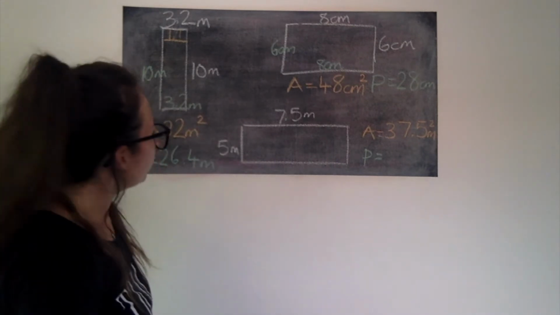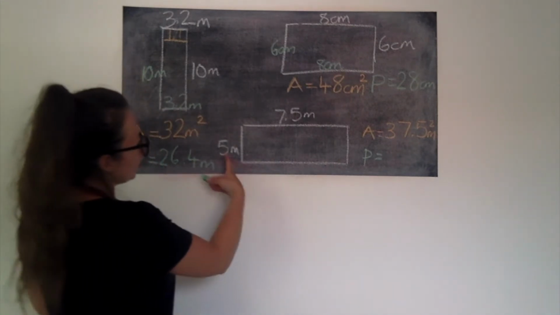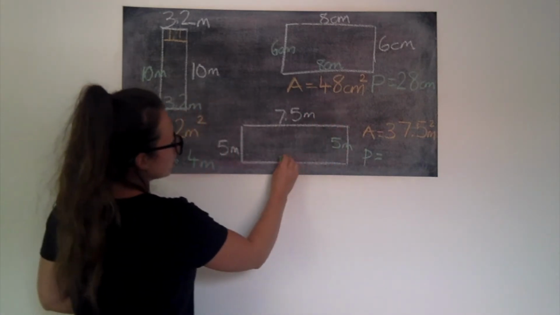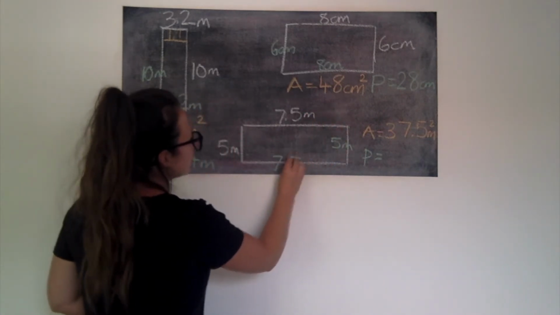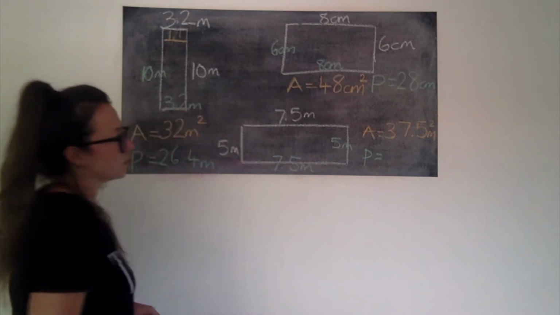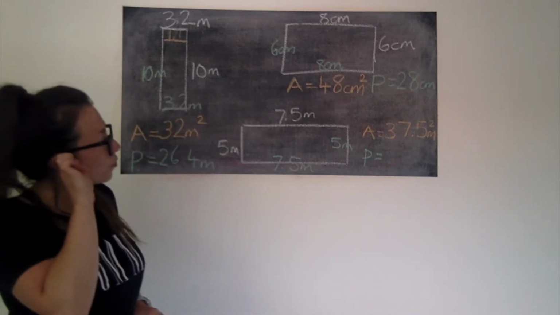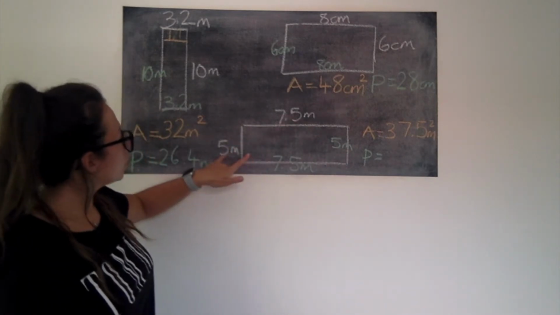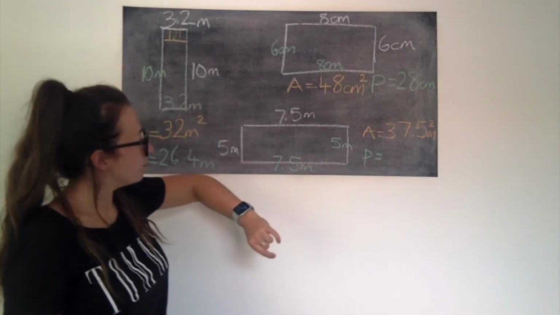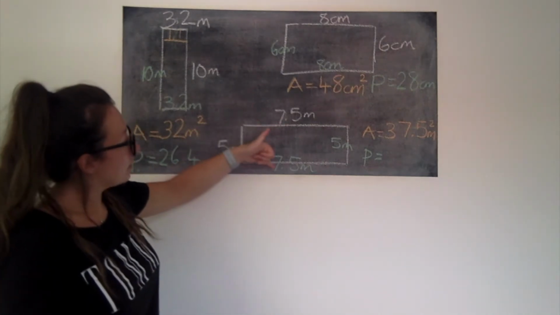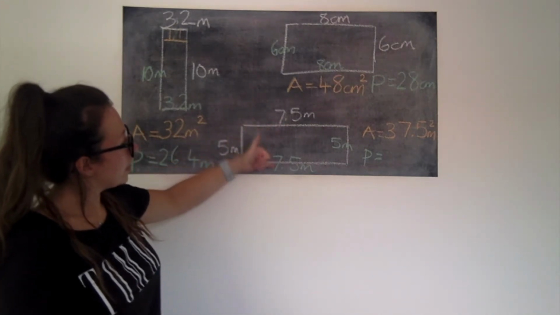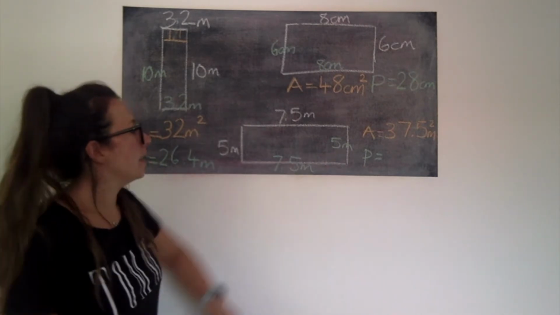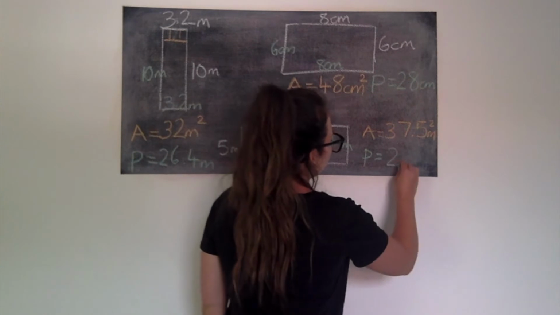Same again for perimeter, so we're going to fill in the missing information. That side's 5, so this side's 5 metres, that side's 7.5, so this side is 7.5 metres. We know that because it's a rectangle. Next up, we're going to add them all together. So again, to do this, I would use your number 1, so 5 and 5 is 10, 7.5 and 7.5, or 7 doubled is 14, and then 2 halves make a whole, so that's 15, add 10 is 25 metres.